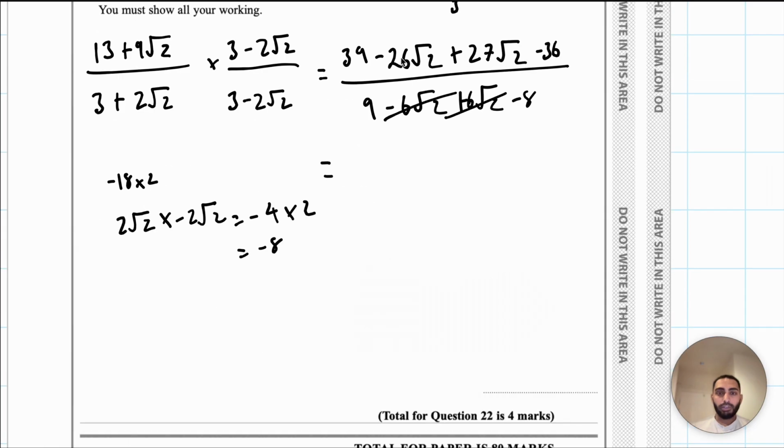Let's simplify this top. So I've got 39 take away 36, which is 3. And negative 26 root 2 plus 27 root 2, which is plus root 2. That's over 9 take away 8, which is 1. So that would just simplify because you divided by 1, 3 plus root 2.